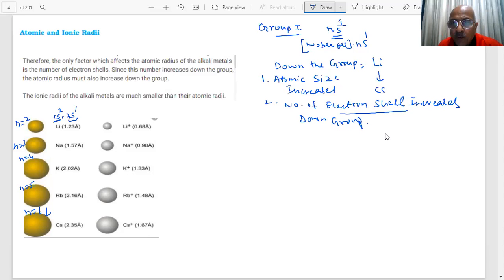So what can I conclude? The only factor which affects the atomic radius of alkali metals is the number of electron shells, students. As the number of electron shells increases down the group, atomic size increases. Okay, right? Clear? Any doubt?